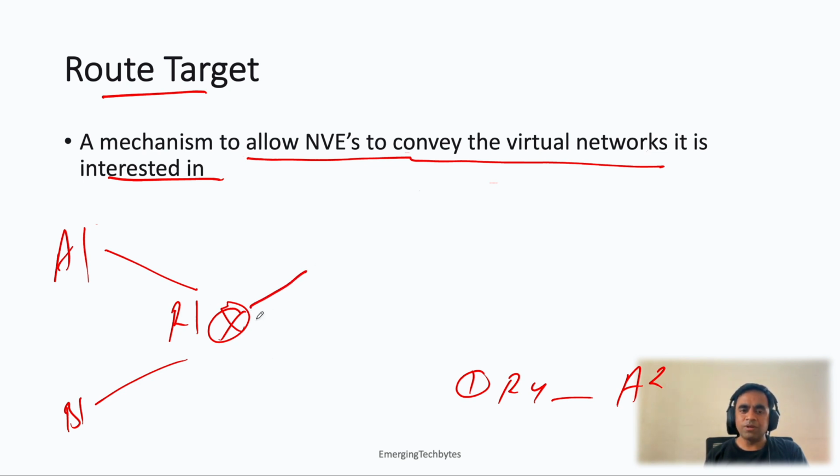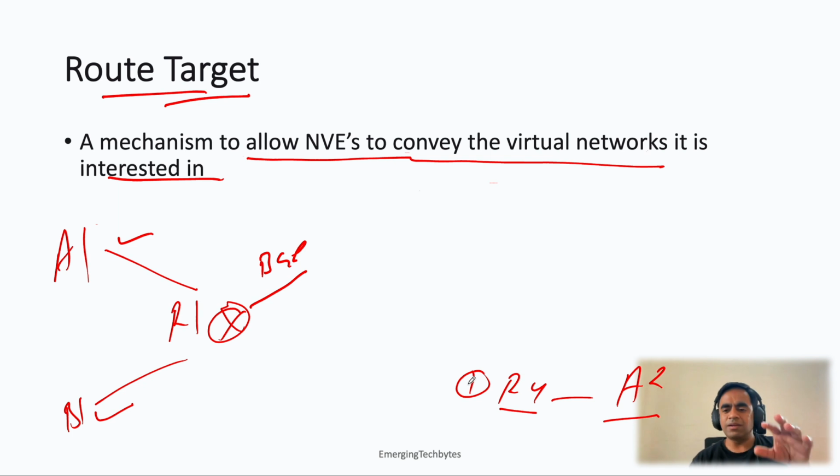R1 will send the route for both, BGP routes for A1 and for B1. But because we have route targets associated with this, R4 will only receive or only import routes for A2, and it will discard B1 to save some space. And why exactly would it need those B routes? Because there is no customer there. That is the job of route targets, right? And in fact, let me tell you this with a very simple story.